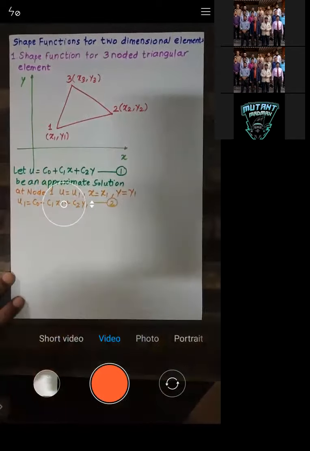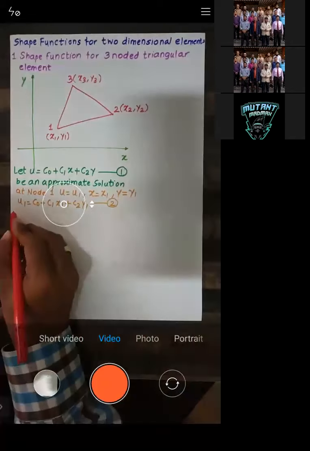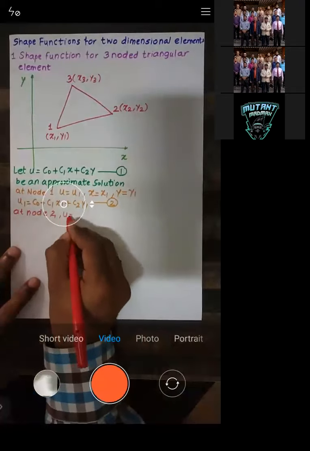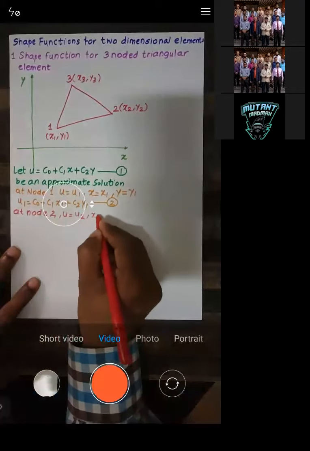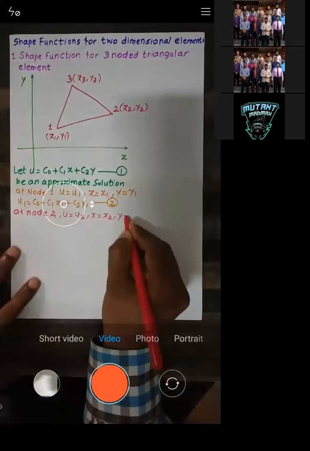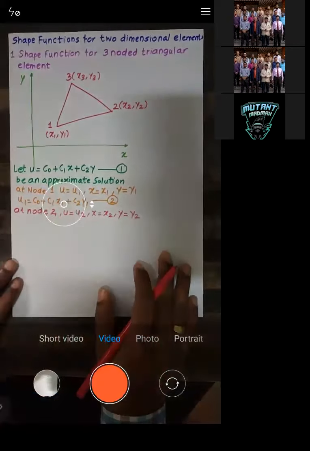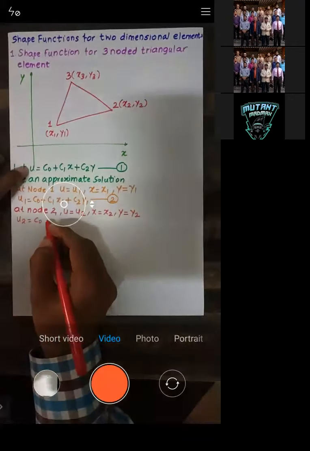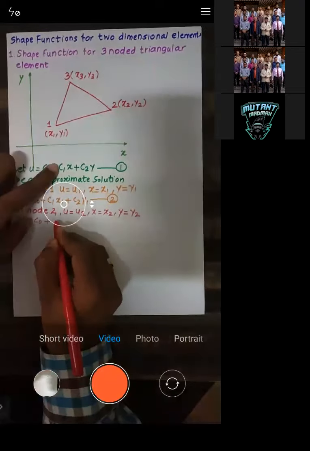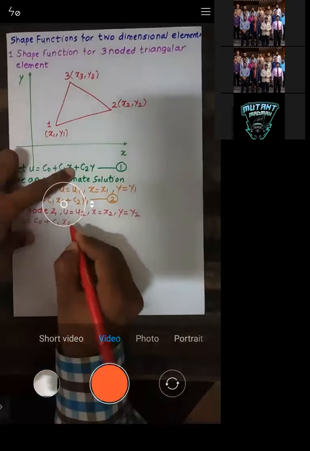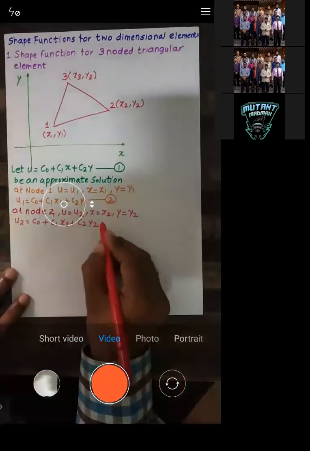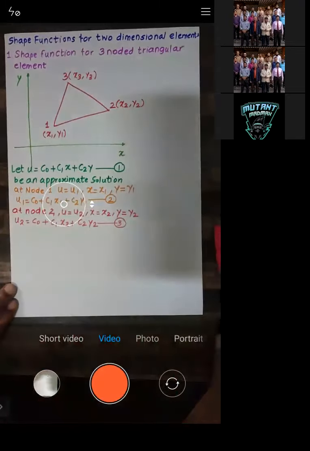Now I'll write one more time for node number 2. At node 2, the displacement is u2, the x coordinate is x2, and the y coordinate is y2. So let us put these values. u equal to u2 equal to C0 plus C1 into x, which is x2, plus C2 into y, which is y2. Let us call this equation number 3. We have written for node number 2 now.